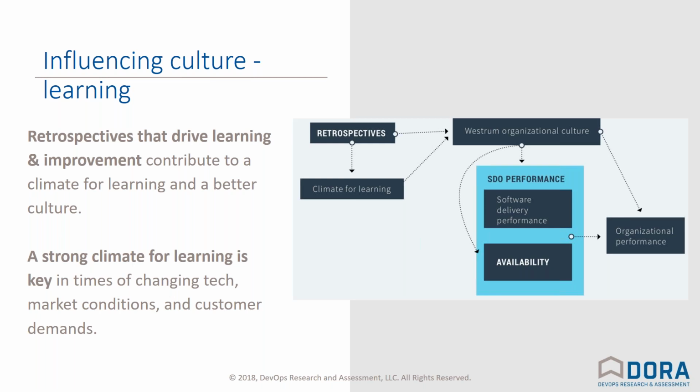The notion of pathological cultures where information is hidden and messengers of bad news are shot. There are bureaucratic cultures, and then there are generative cultures, which are high trust. Messengers of bad news are trained to tell bad news. New information is actively sought. Retrospectives improve organizational culture and create a climate for learning.